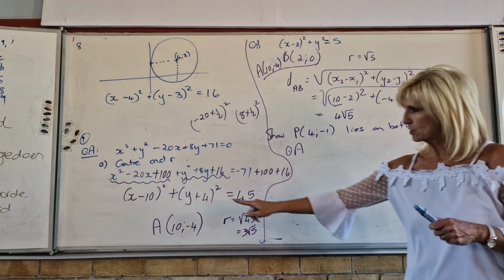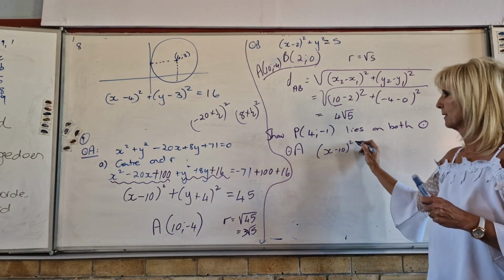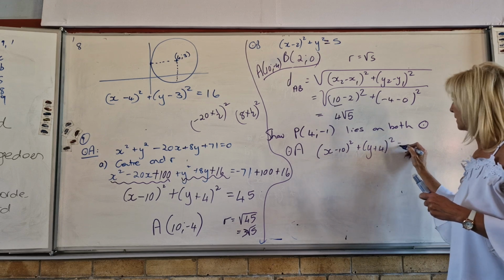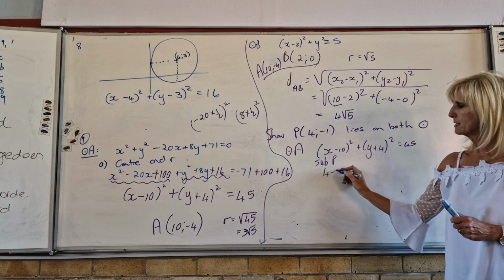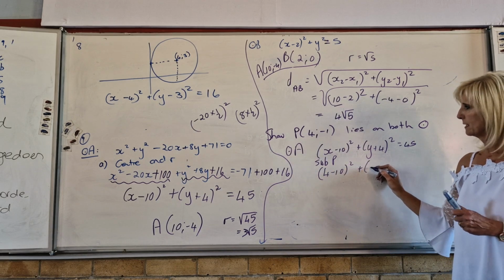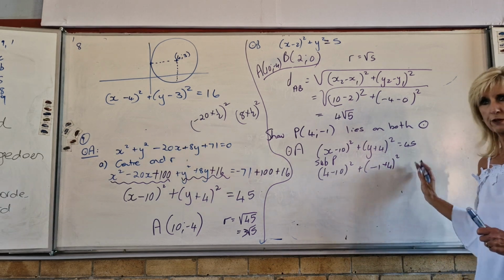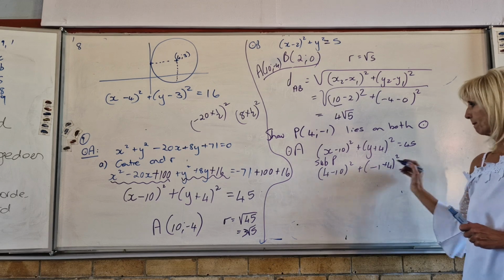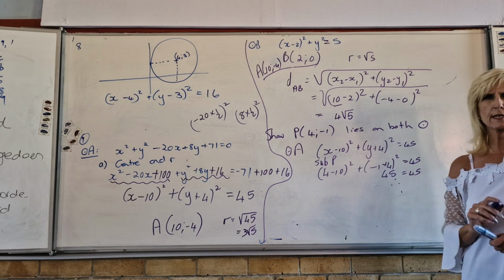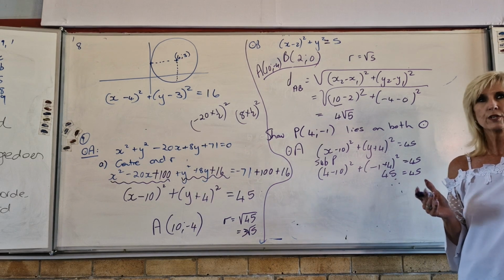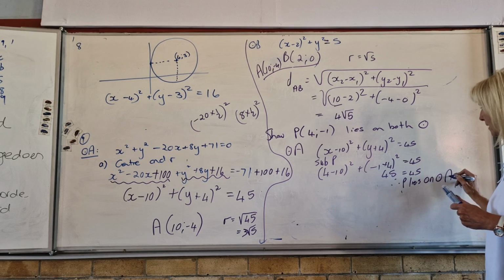So in circle A, which is this equation, you're going to substitute x minus 10 and y plus 4. You're going to substitute that point in there, and you're going to get 4 minus 10 plus negative 1 plus 4. And that had better be 45. Is it? Yes, ma'am. So what are you deducing? Left hand side is equal to right hand side. You're deducing that P lies on circle A.